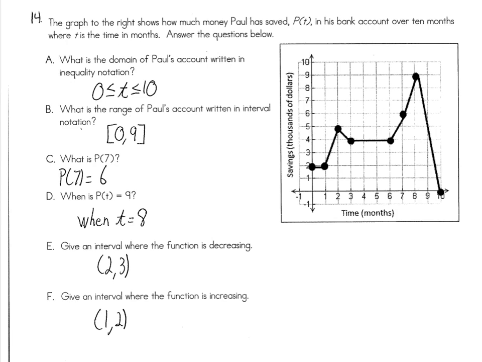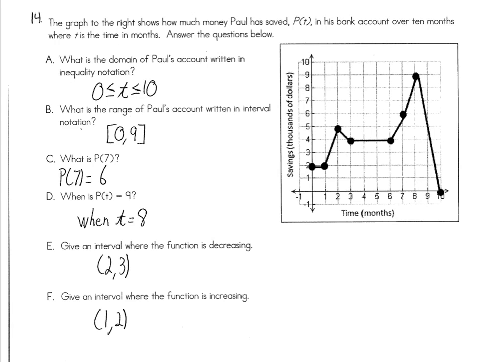Okay, in question 14, it asks us, what is the domain? What are the x values of Paul's account? So we're looking at all of these values here. Our graph covers from this to there. So our x values are from 0 to 10, and we'll use t, but if you use x, I would have accepted this. B, we need to write this in interval notation. We need to find the range, or the y values. So from 0 all the way up to 9, both included because we have closed points at both of those values, closed brackets.